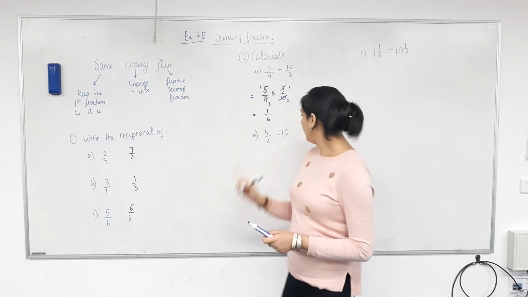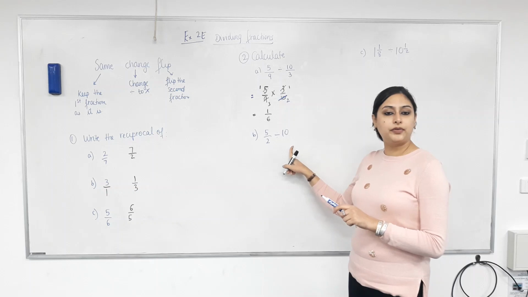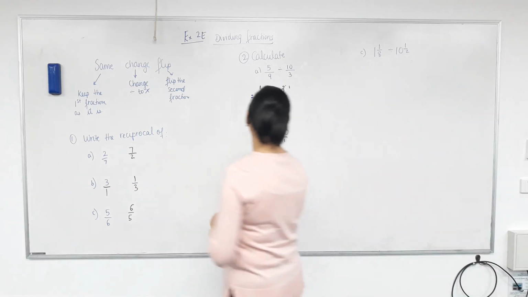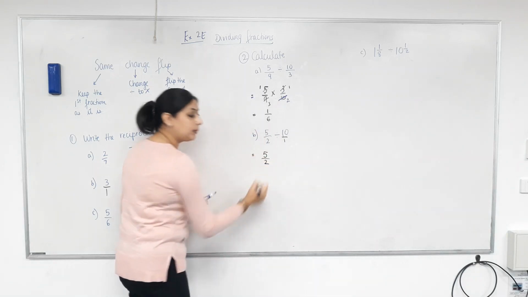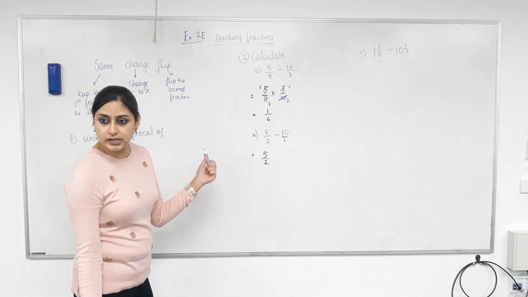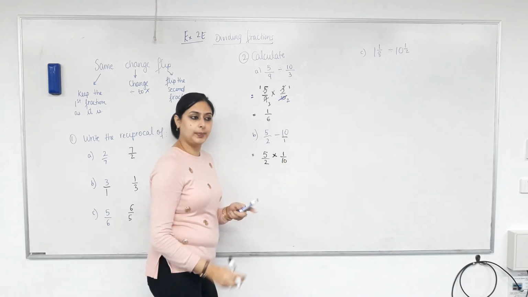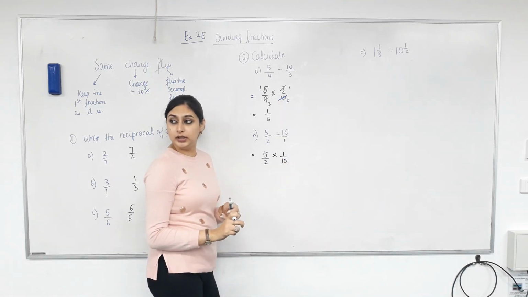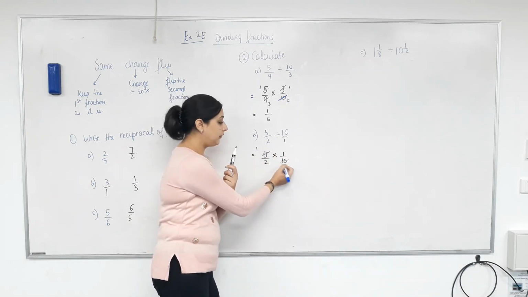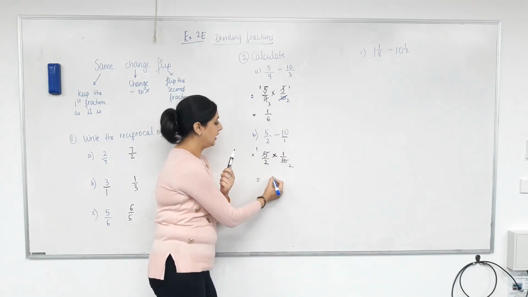Make sense? Next one. Keep, change, flip. Before we flip a fraction, we write it as a fraction. Now, keeping the first one as it is, changing the sign, flipping the second. Make sense? Now, 5 and 10, do they have anything in common? Yes, 5. 5 divided by itself is 1. 10 divided by 5 is 2. Have we cancelled everything? Yes. 1 times 1 is 1, and 2 times 2 is 4.